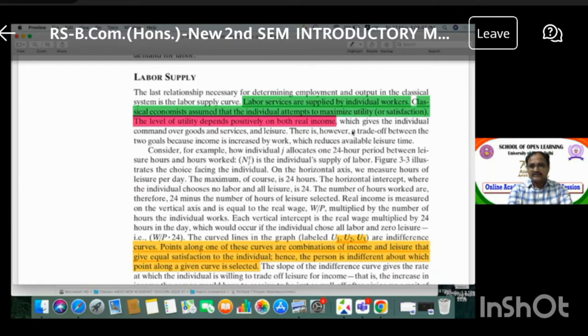Therefore, there is a trade-off between two goals, because income is increased by work, with reduced availability of leisure time. That means if you want more income, you work more hours, which means fewer leisure hours. If you take more leisure hours, you work less and get less income. Got it? So there is a direct relationship between working hours and income, and an inverse relationship between leisure hours and income. More working, more income, fewer leisure hours; less working, less income, more leisure hours. That is what we are discussing here.